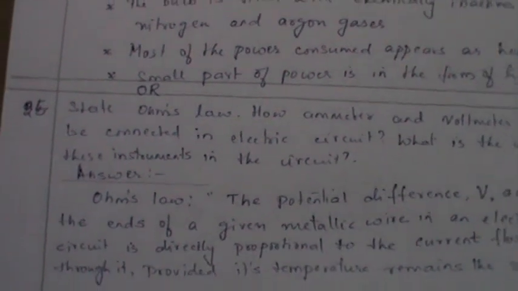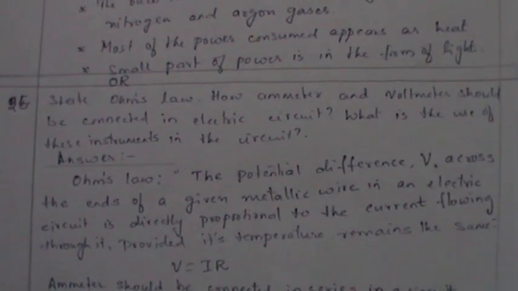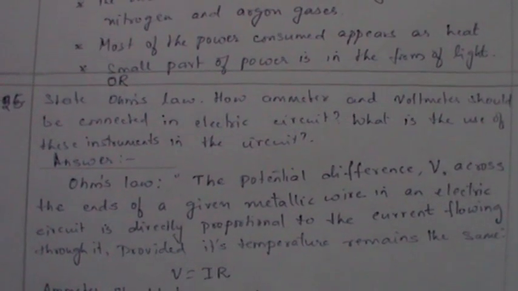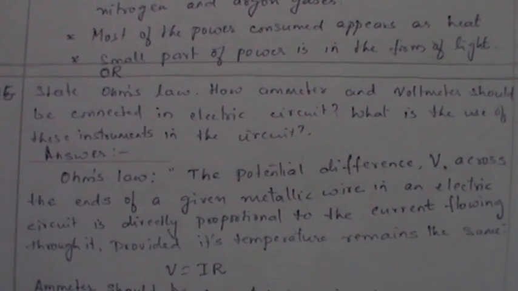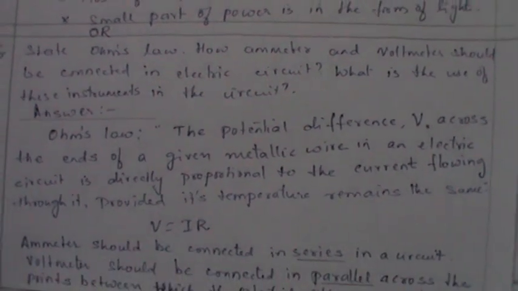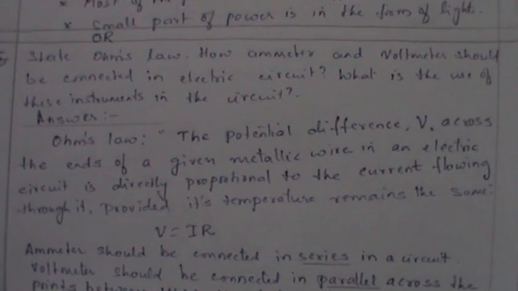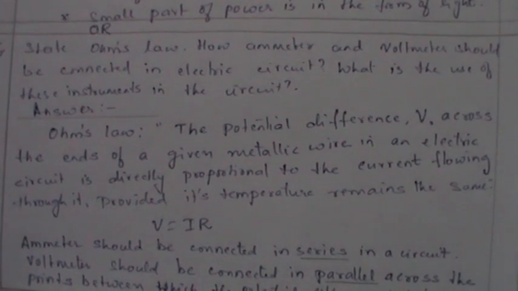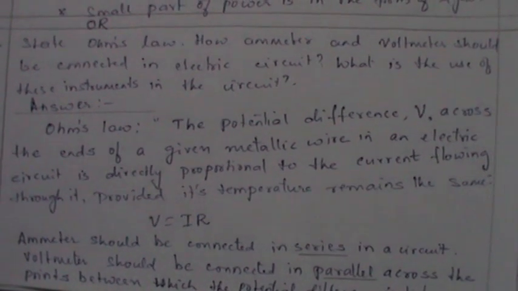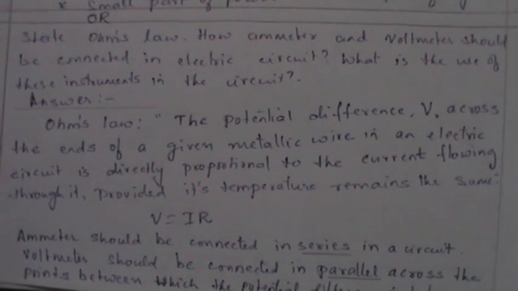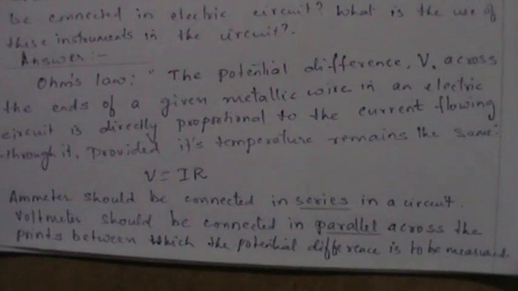Question number 25. State Ohm's law. How should ammeter and voltmeter be connected in an electric circuit? What is the use of these instruments in the circuit? Answer. Ohm's law. The potential difference V across the ends of a given metallic wire in an electric circuit is directly proportional to the current flowing through it, provided its temperature remains the same. V = IR.